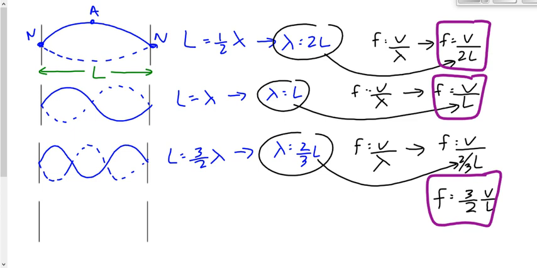This one right here, we're going to put a little subscript 1. The reason we're going to do that is because it is the fundamental frequency, or sometimes we call it the first harmonic.